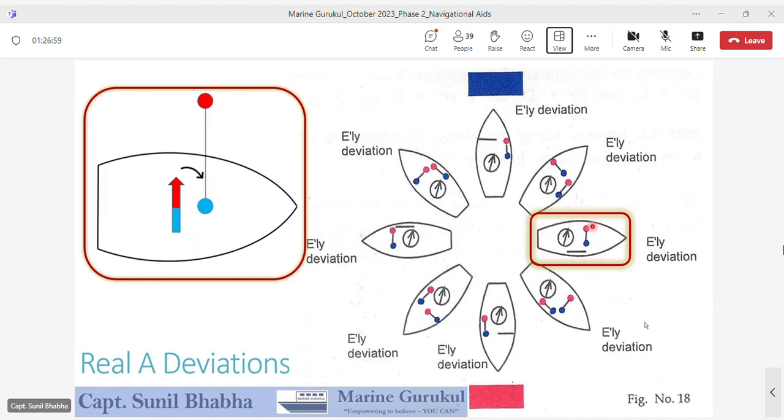That's right, beta. It depends upon the structures. If this was aft of the compass, it would have generated westerly deviation, but then it will remain westerly on all the headings.